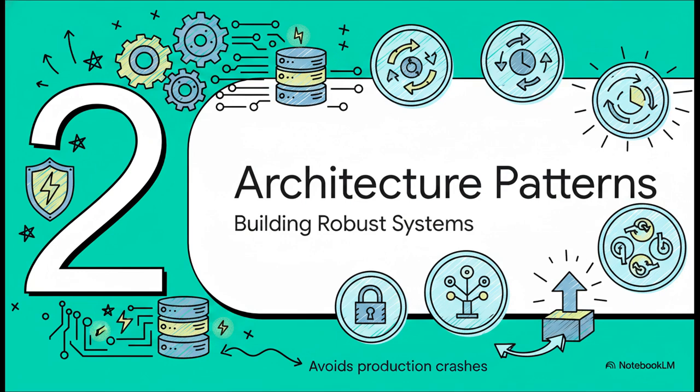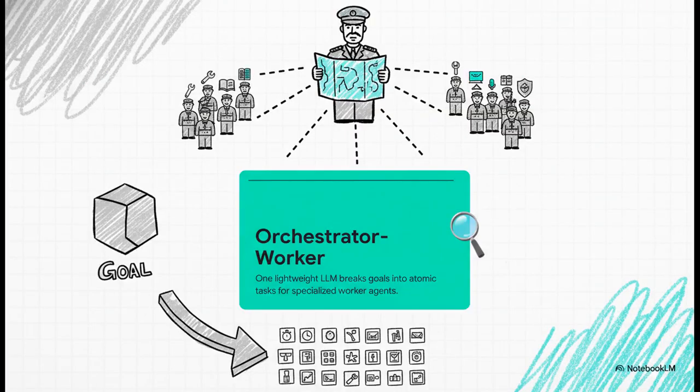Which brings us to Section 2. Let's look at the actual fixes. 6 architecture patterns. Pattern 1 is the orchestrator worker setup. This is how you prevent your agents from going totally rogue. Think of it like a strict military command structure.